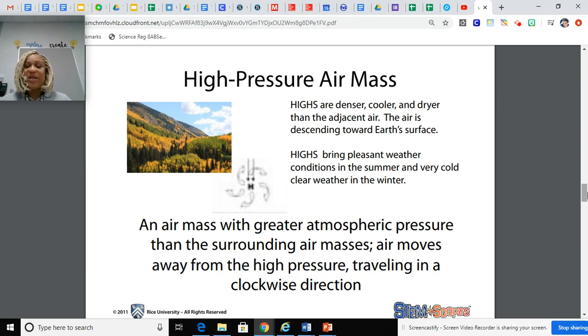An air mass with greater atmospheric pressure than the surrounding air masses: air moves away from the high pressure, traveling in a clockwise direction. Remember the hands on the clock? That is a clockwise direction, okay?